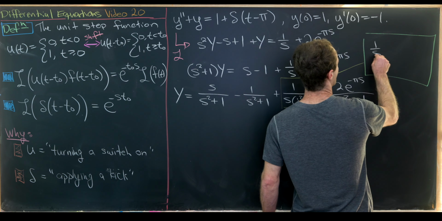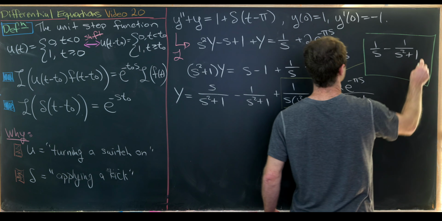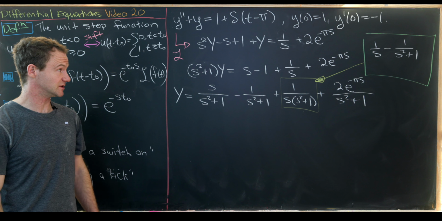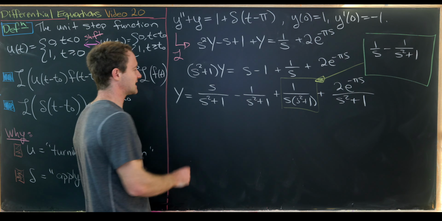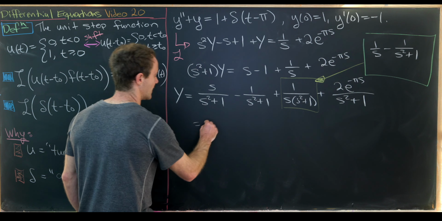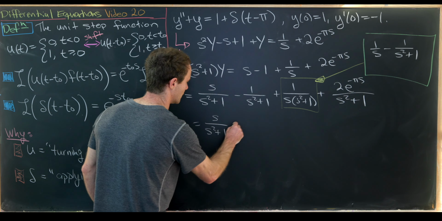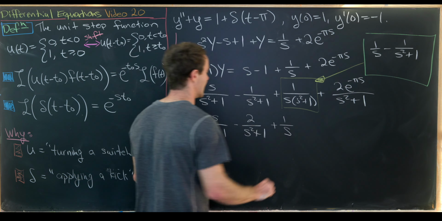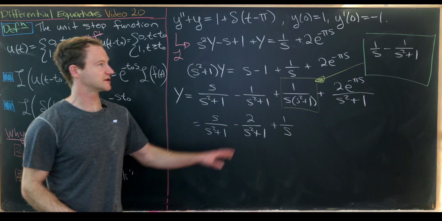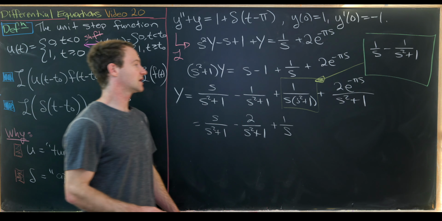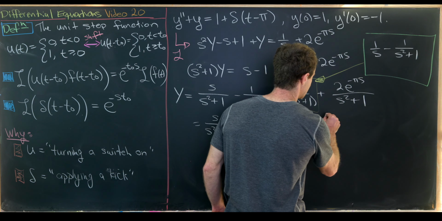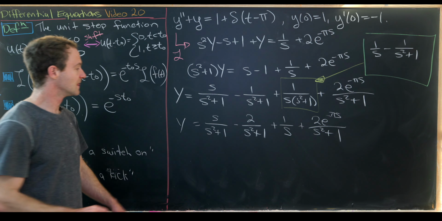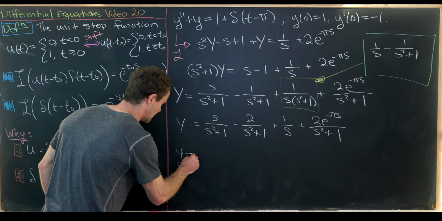This is in fact equal to 1 over s minus 1 over s squared plus 1. Again, we did that off board, but I'll let you check that if you need to. Okay, so let's see what that leaves us with. We'll end up with s over s squared plus 1 minus 2 over s squared plus 1 plus 1 over s. This minus 1 over s squared plus 1 and that minus 1 over s squared plus 1 combine, and then we'll have plus 2 e to the minus pi s over s squared plus 1. Okay, now we're ready to apply the inverse Laplace transform.